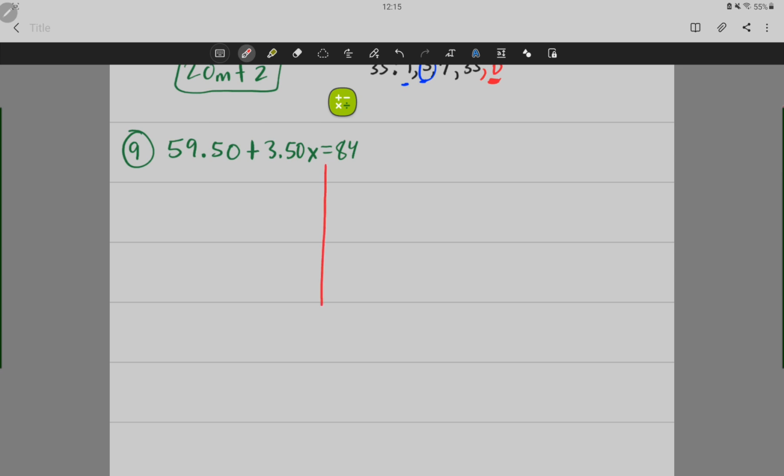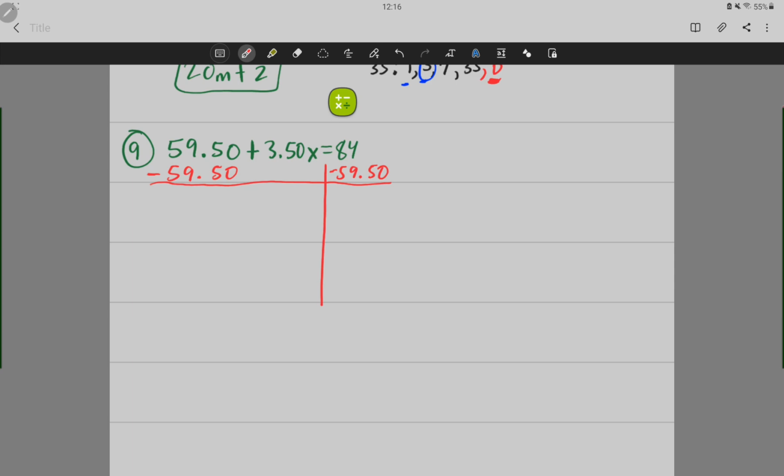Equal sign, draw the line. We want x to be left by itself, but we have that constant, $59.50, that we need to move from that side to the right side. So the opposite of positive 59.50 is negative. So we have to subtract $59.50 on both sides. If you want to, you can also add some cents to the 84 just to line up the decimals. You don't have to, but you can. Even if you don't, you'll still get the same answer.